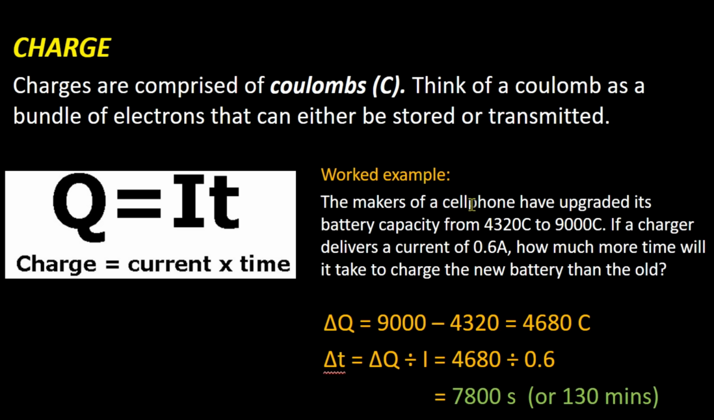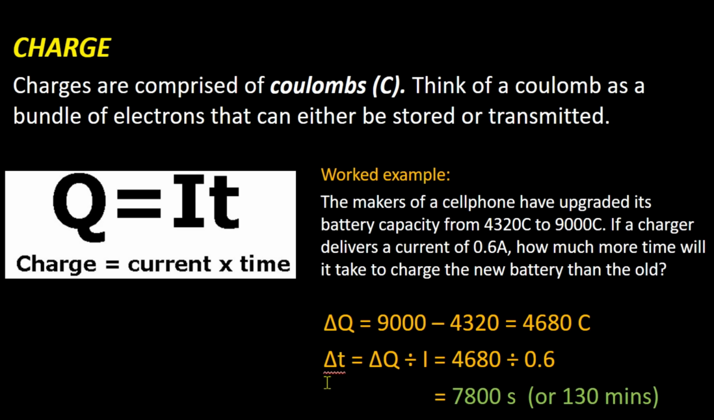The makers of a cell phone have upgraded its battery capacity from 4,320 coulombs to 9,000 coulombs. If a charger delivers a current of 0.6 amperes, how much more time will it take to charge the new battery than the old? First of all, we can find the difference between both batteries. So delta Q is equal to 9,000 minus 4,320, which is equal to 4,680 coulombs.